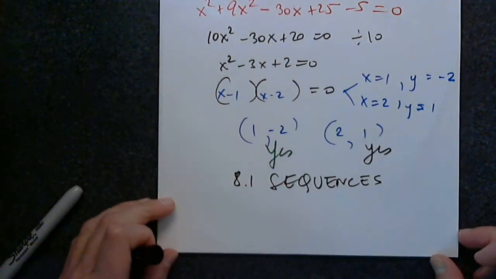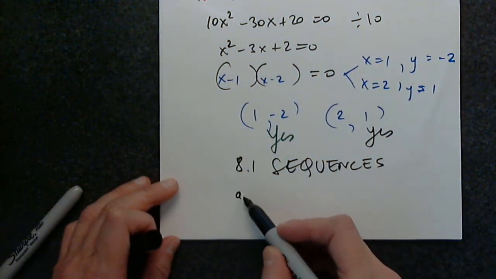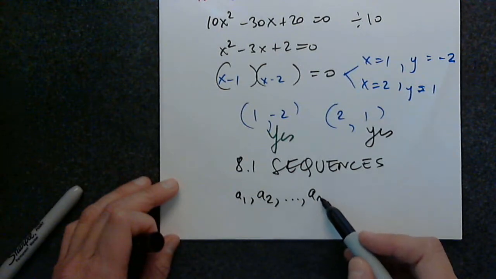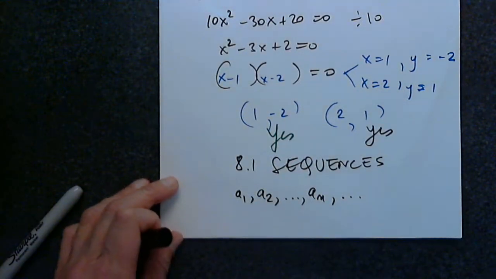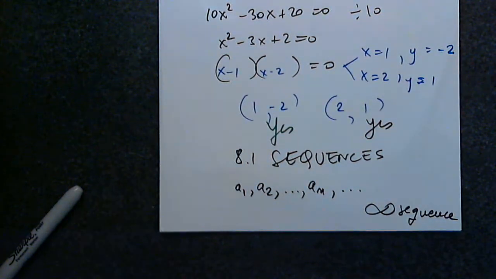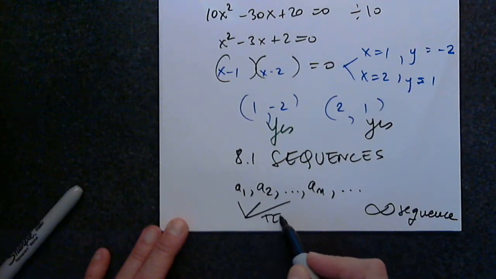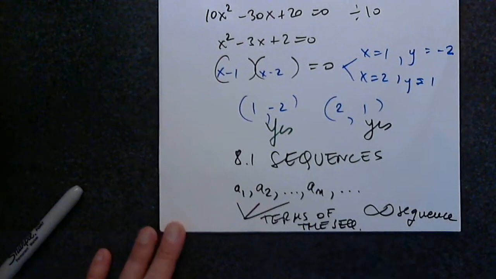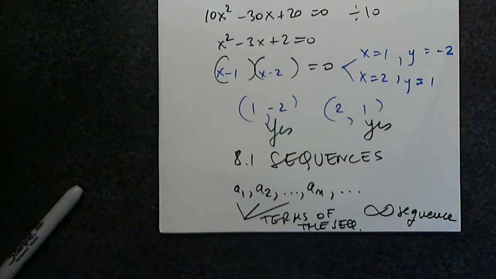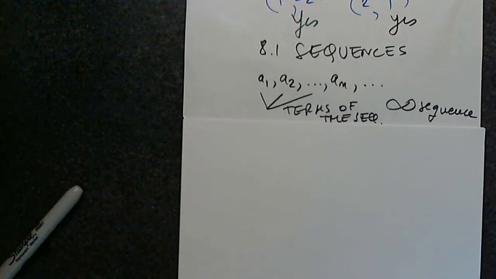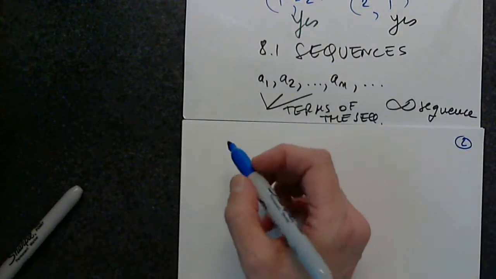Okay, here's a typical example of a sequence. The first term, the second term, 3 dots, the nth term, and then 3 dots. This is an infinite sequence. And these are terms of the sequence. The terms of the sequence. A sequence can be given to us in 2 different ways. We're going to look here at 2 different ways.